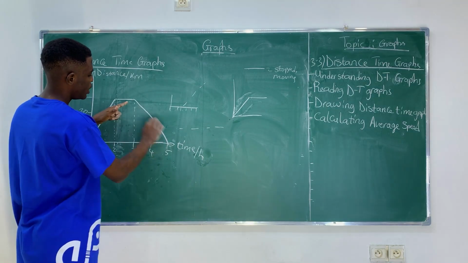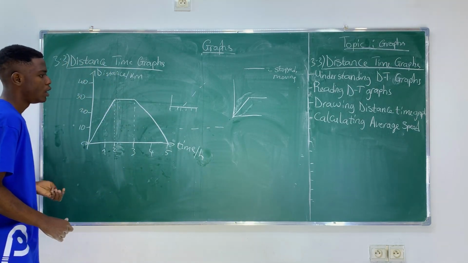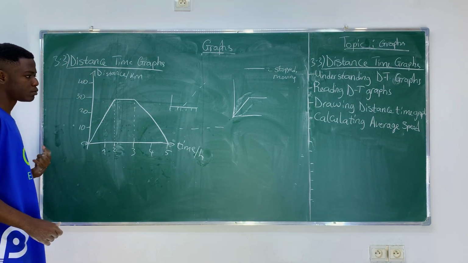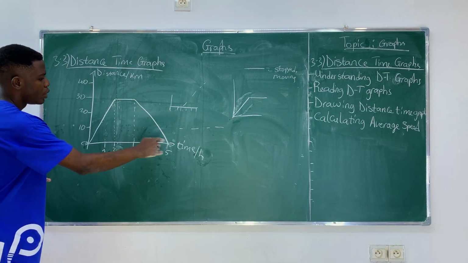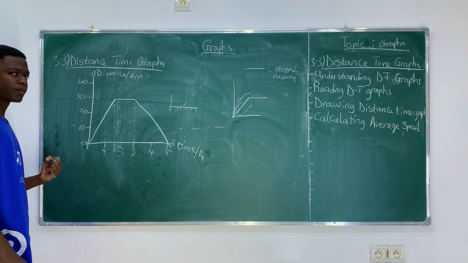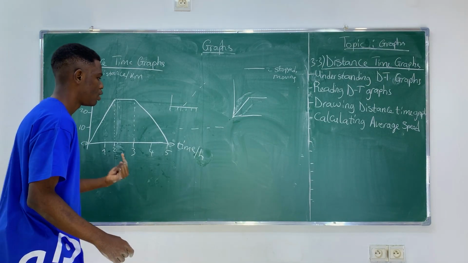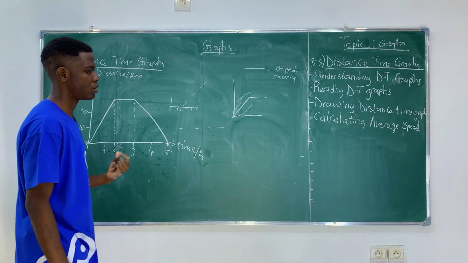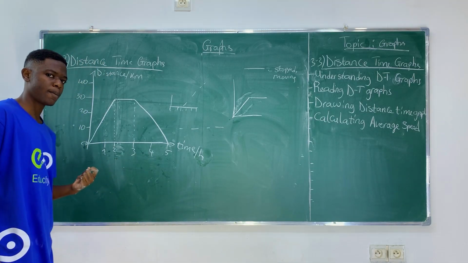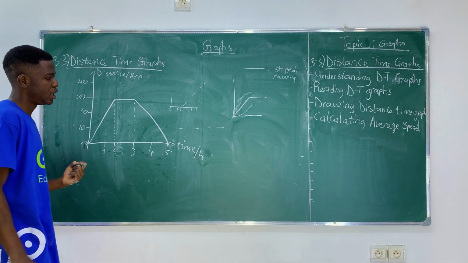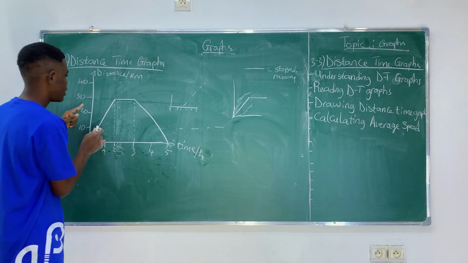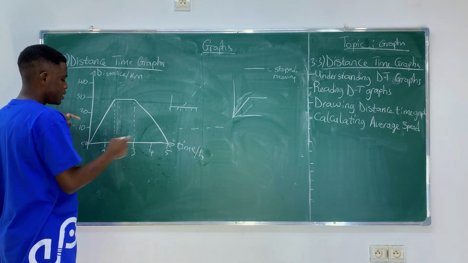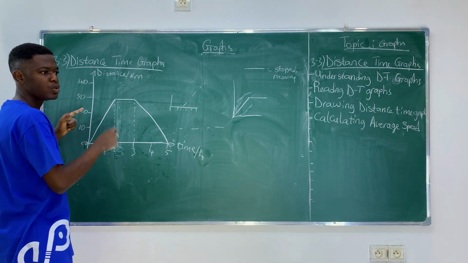Now, when you see it going down, what does it mean? It means it is actually moving, but in the opposite direction. At the third hour, the car moved and then the distance reduced. You see, the distance from the house started reducing.